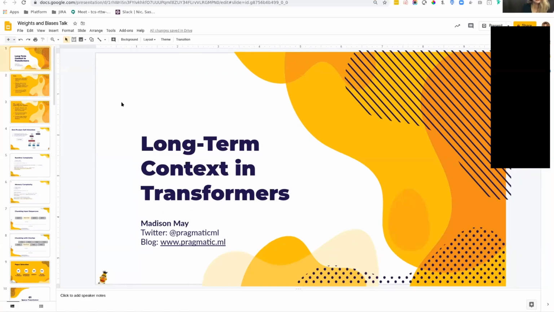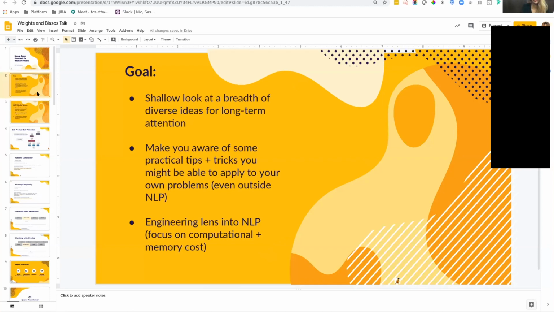So like Lavanya said, we're gonna be talking about long-term context in transformers. And the goal of this talk is to give a pretty shallow look at a breadth of diverse ideas for long-term attention. I wanna just make sure you're aware of some practical tips and tricks that you might be able to apply to your own problems that might even be outside of the NLP field. And in general, it's going to be an engineering lens into NLP with a focus on computational and memory cost. And this is just because of my own background.